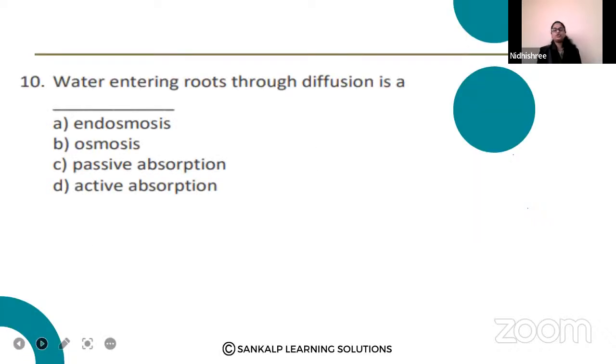Okay. 10th question goes like this. Water entering roots through diffusion is: endosmosis, osmosis, passive absorption, active absorption. Water entering the roots through diffusion is what?